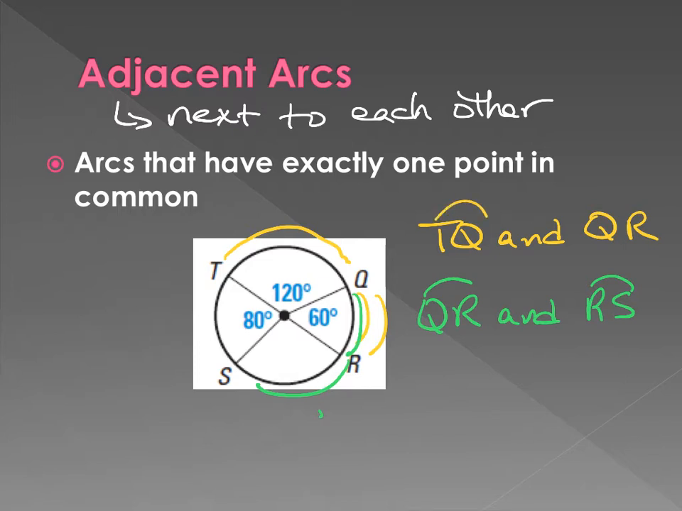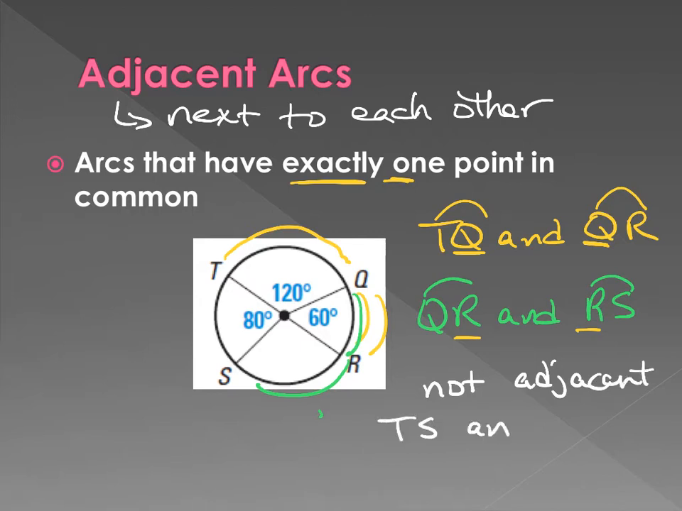So again, we'll put the arc picture on top. Notice by definition they have exactly 1 point in common. So see how they both have Q's? Here they both have R's. An example of 2 arcs that are not adjacent could be TS and QR. These are not arcs that are next to each other.